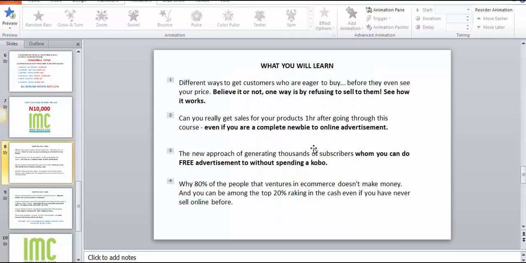Once again, this is what you're going to learn from the training. You learn different ways to get customers who are eager to buy your product. Once you get the training, you can start immediately and start seeing results in the next 1 hour. And you also learn different ways of generating subscribers, that is prospects who are willing to buy your product. Then you also know the reason why 80% of Nigerians fail in the e-commerce business and how you can leverage several tools and several strategies to be among the top 20 people raking in cash in this business.